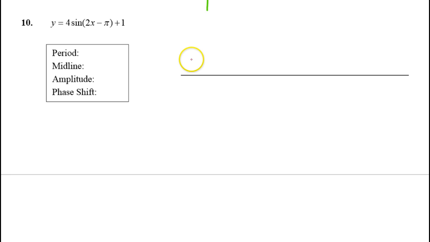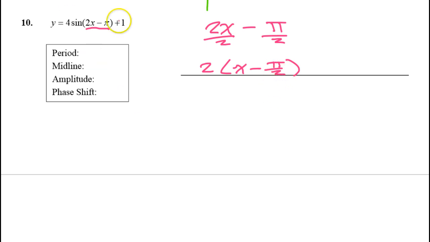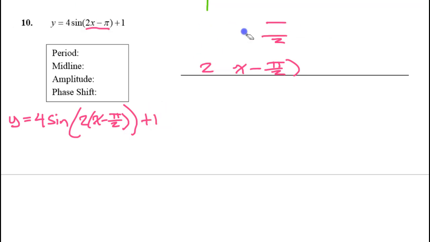All right, let's do one more of these beauties. Again, first we have to fix this part of the equation. I have this 2x minus pi, but I need to take the 2 outside of parentheses. To do that, I'm going to divide everything by 2. That's going to give me x minus pi over 2. So this equation will become y equals 4 sine, and then 2 parentheses x minus pi over 2, and then plus 1. This is the version of the equation that I will be using for the rest of the problem.